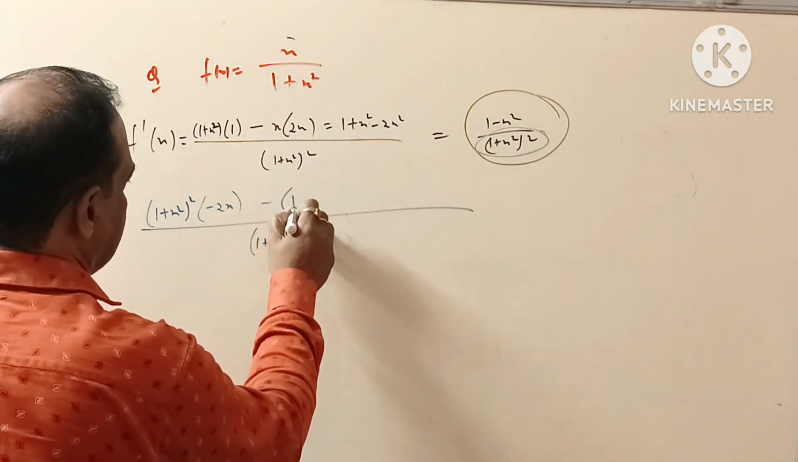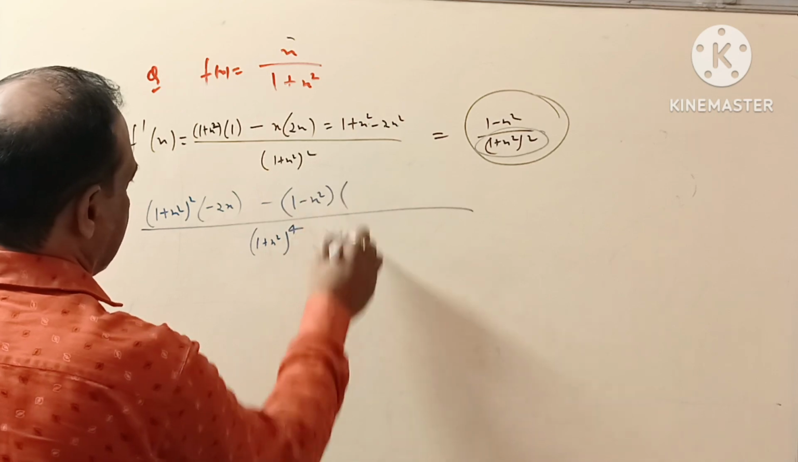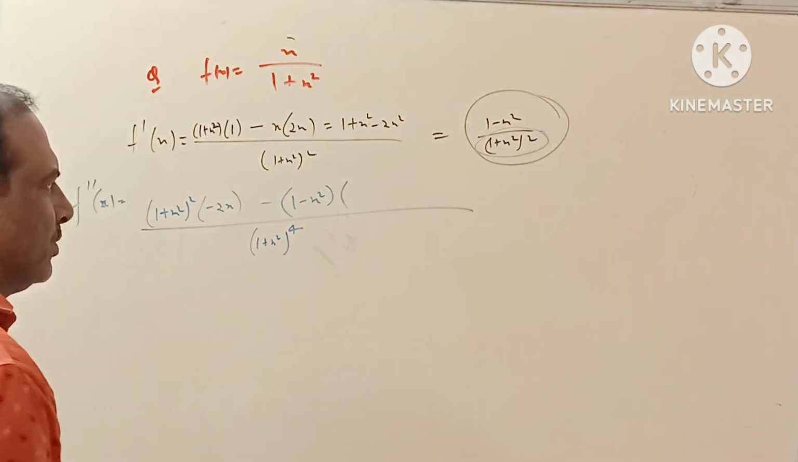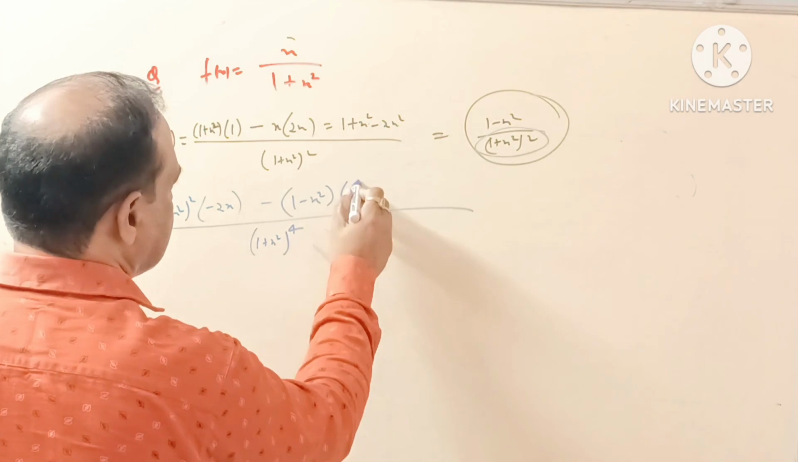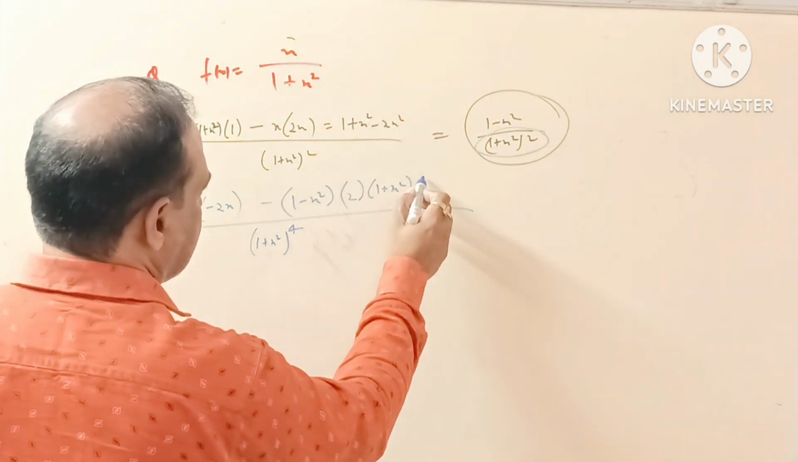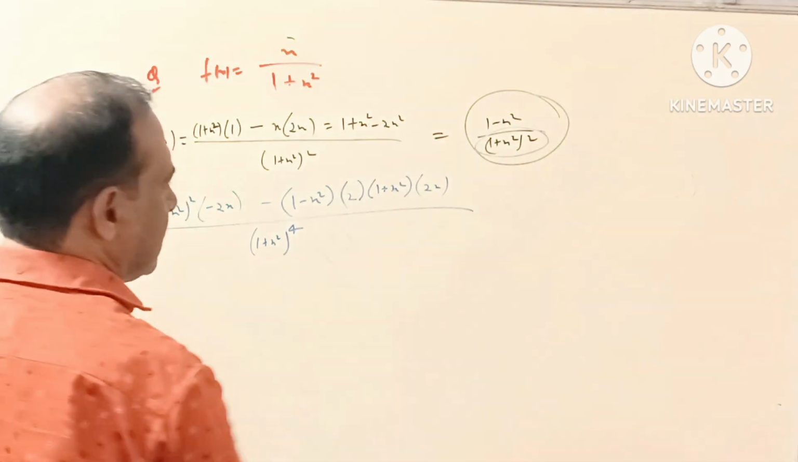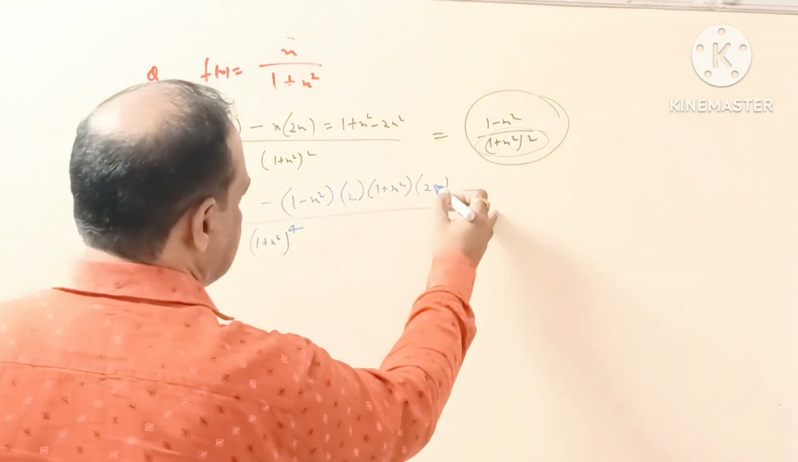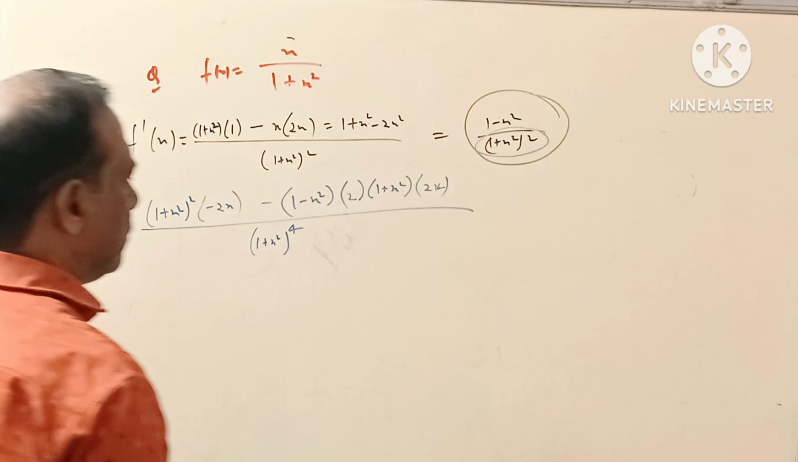After this it will be like this, 1 minus x square, and on differentiating 1 plus x square whole square, you will have twice 1 plus x square, and furthermore you will have 2x on differentiating 1 plus x square. 1 is 0 and x square will give you 2x.